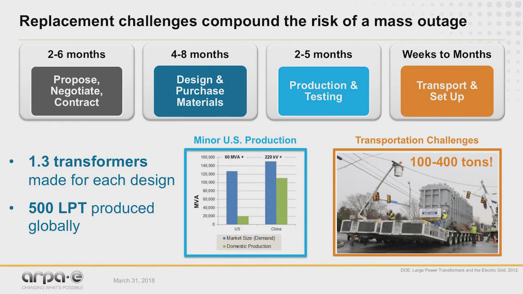So why does recovery take so long? It can take years because large power transformers are custom built, manufacturing processes are intricate, and global production is limited to about 500 units per year. Hence, the cycle time for replacement could be as large as 2 years.